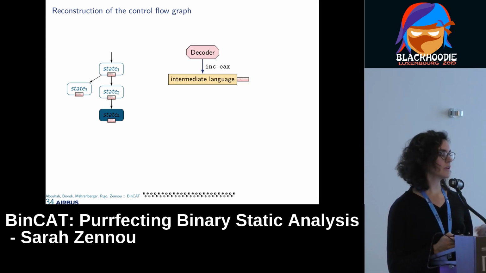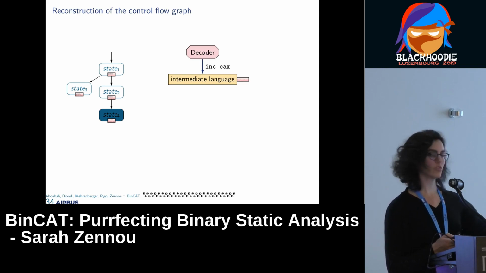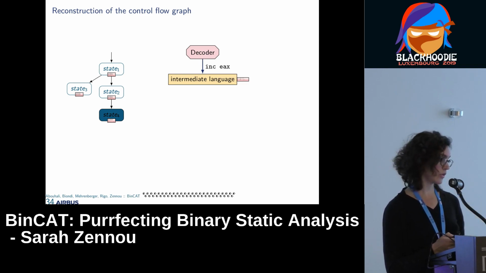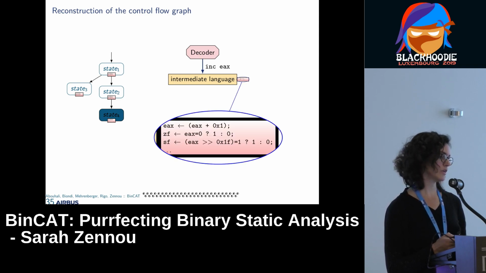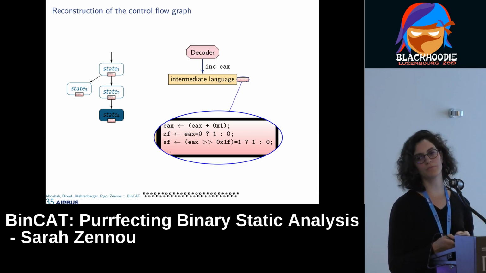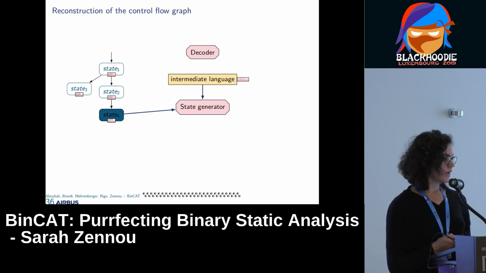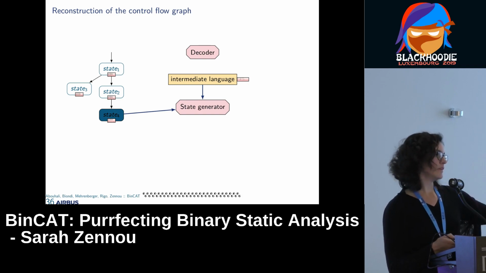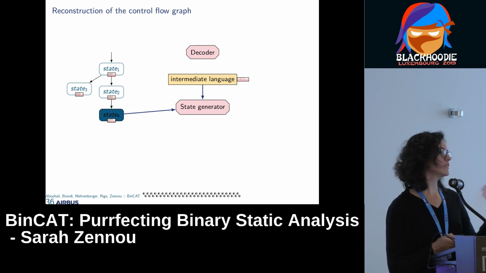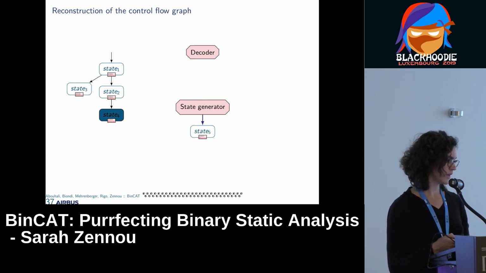The decoder will pick up the native instruction and translate it into a set of statements in our intermediate language. For instance, when you increment a register, the register will be incremented by 1, but you also have an update of every flag. We generate a new state, which is a copy of the current state, and we update it with the set of statements that we have.